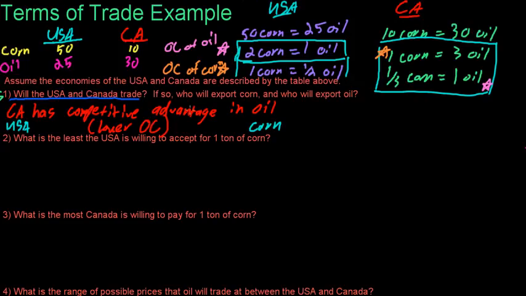So then who will export corn? At this point, I hope that you can see that the USA is going to export corn because it has the competitive advantage in producing corn. And then Canada will export oil because they have the competitive advantage in producing oil. So that's all that I really want to say about this first question. We've gone ahead and laid the groundwork for the next 3 questions for all the rest of this.